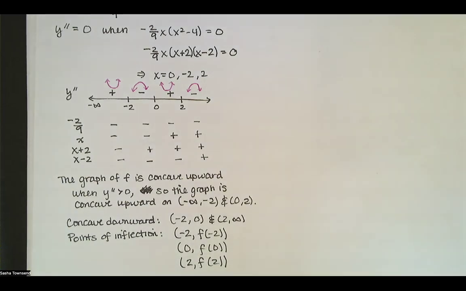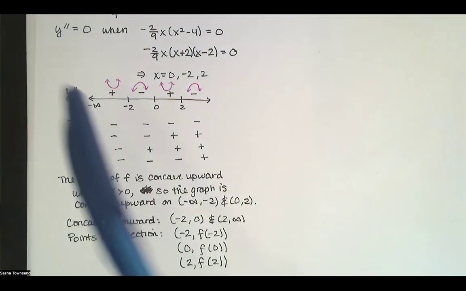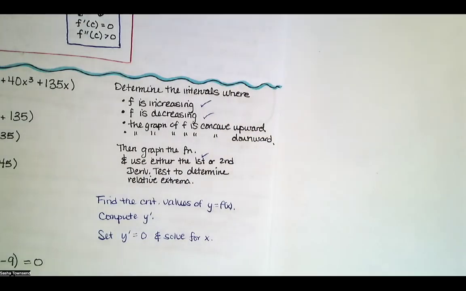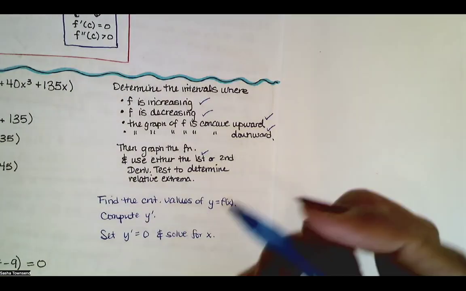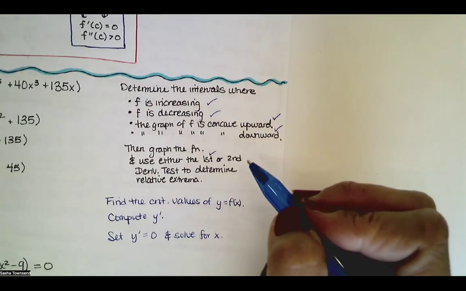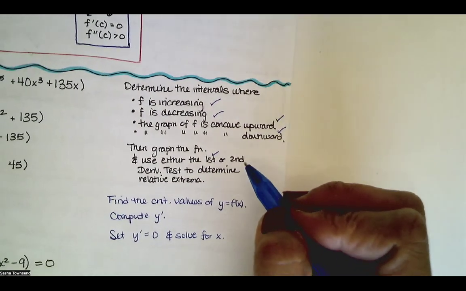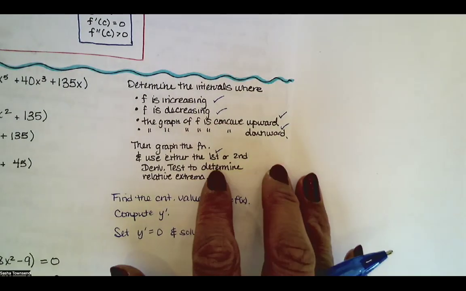So that's what we've got. We wanted to know where the graph is concave upward and concave downward. We know that now. And we could have used, if we wanted to, the second derivative test to determine the relative extrema. We didn't, but we could have.